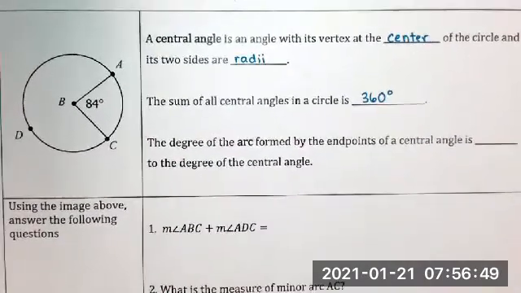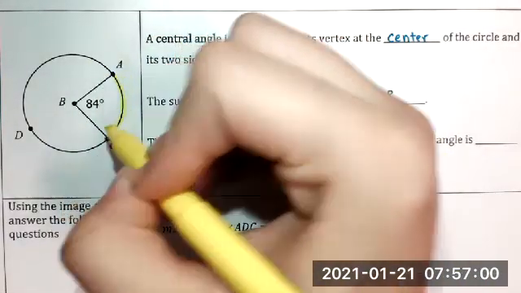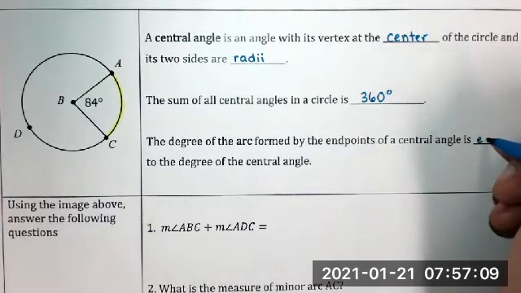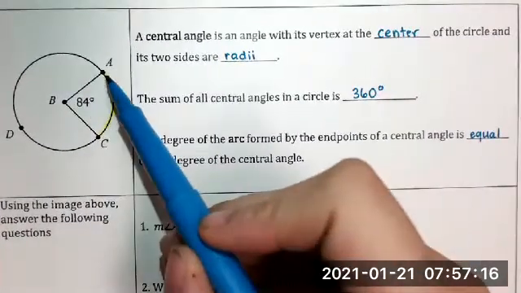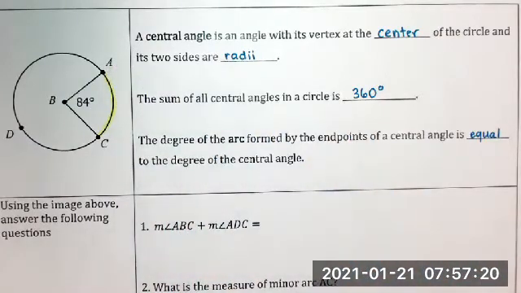Now this one is super important. The degree of the arc formed by the endpoints of the central angle. So if we look at angle ABC, the arc formed by the endpoints would be this arc here, AC. The degree of that arc is equal to the degree of the central angle. So arcs on circles are measured in degrees just like angles are because of that relationship between them.